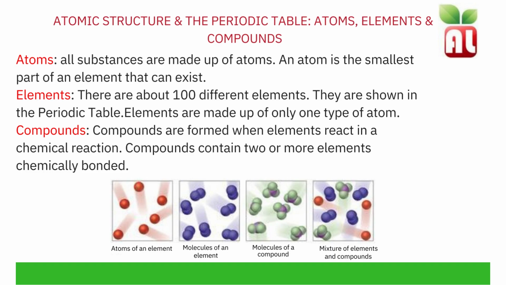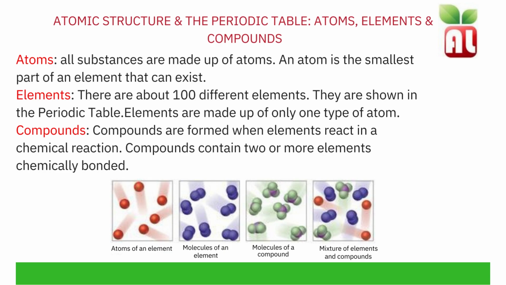Atomic structure, key terms. Atoms. All substances are made up of atoms. An atom is the smallest part of an element that can exist. Protons, electrons and neutrons are the subatomic particles that make up an atom.